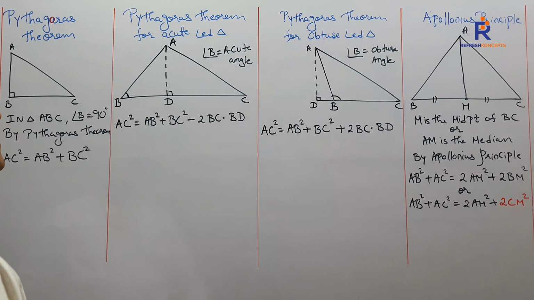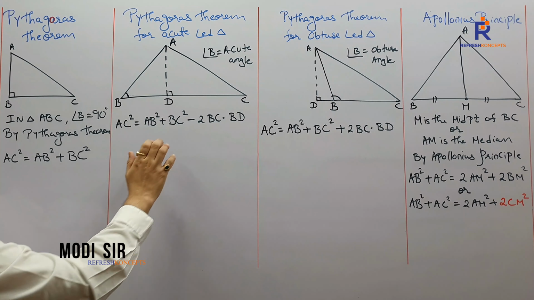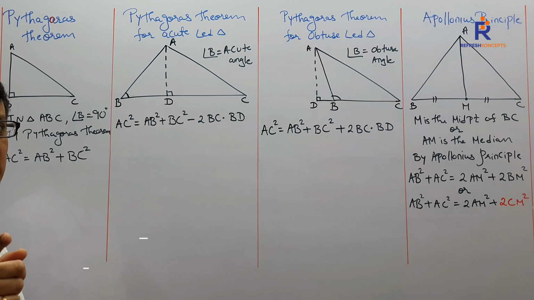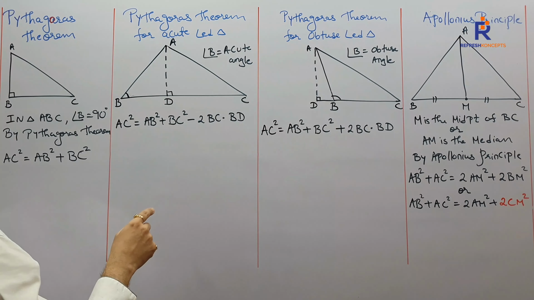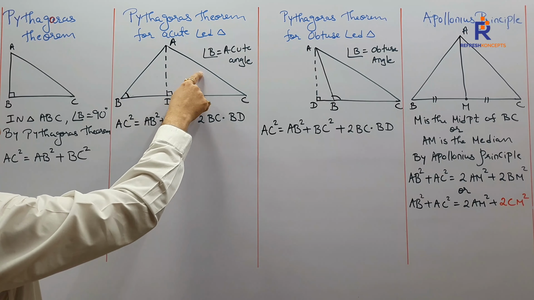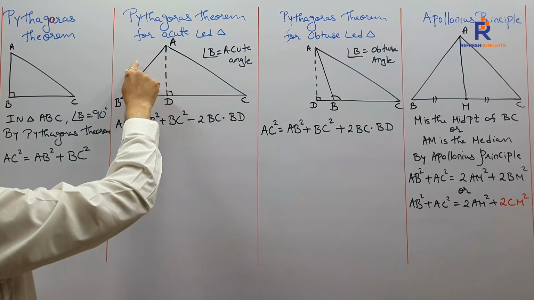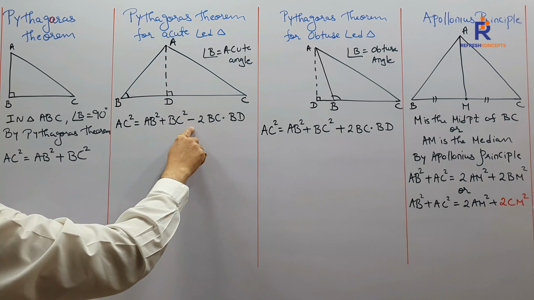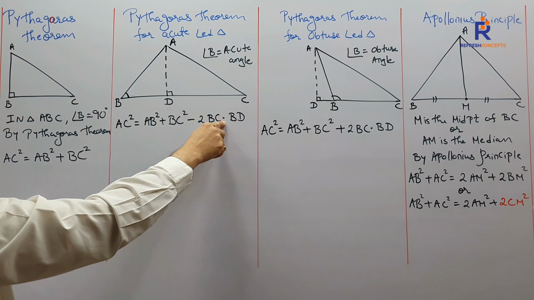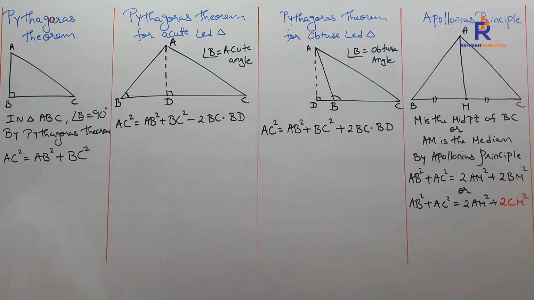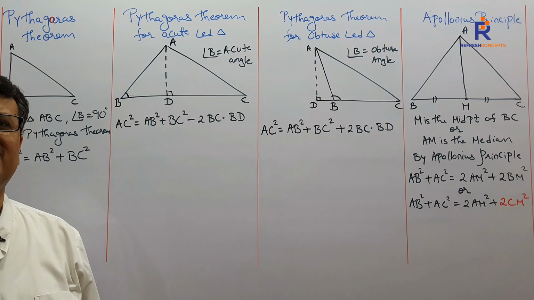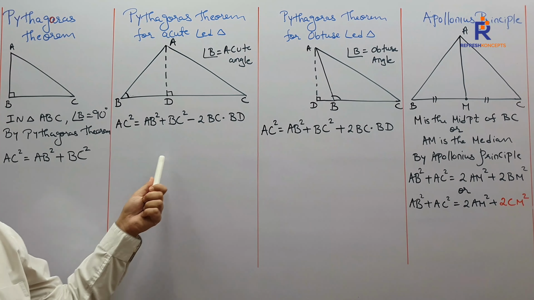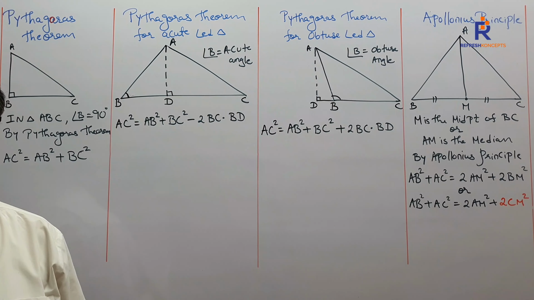So let's start. ABC is a triangle in which we are supposed to focus on angle B, which is an acute angle. Then, on applying Pythagoras theorem for acute angle, AC square is equal to AB square plus BC square minus 2 BC into BD, where dot means into. Now sir, it's a bit difficult to learn by heart. The earlier one was very easy, sir. This is a bit tedious. It's very difficult, I know.